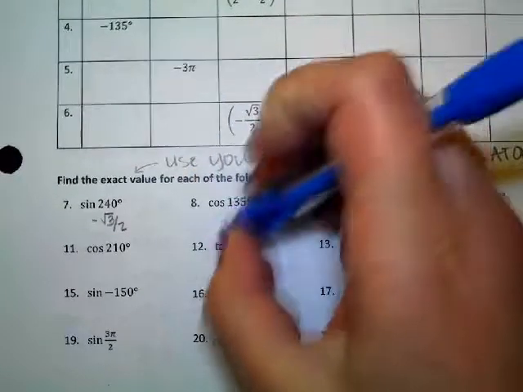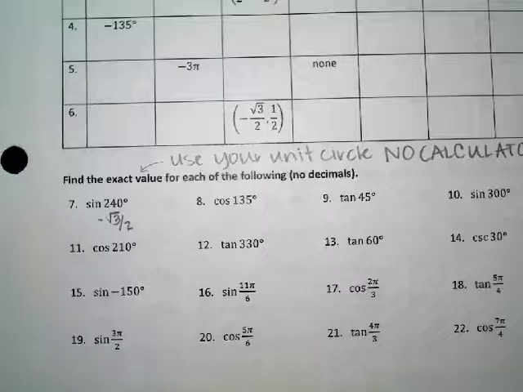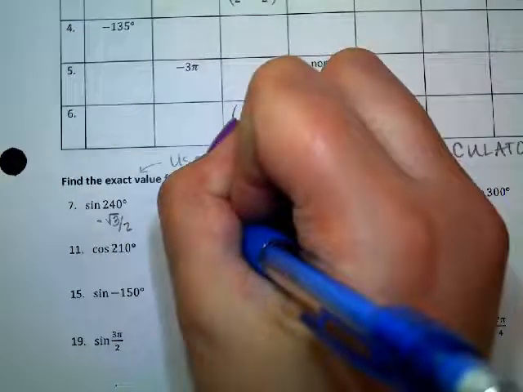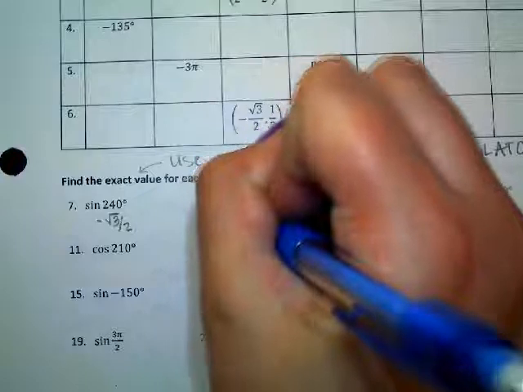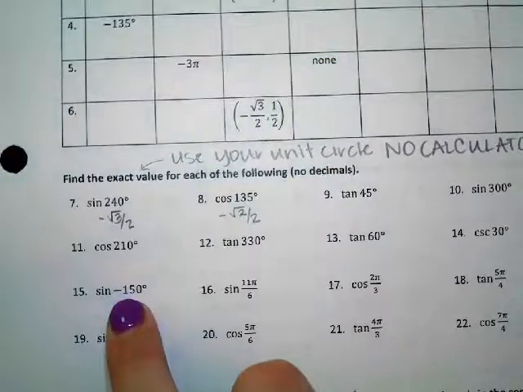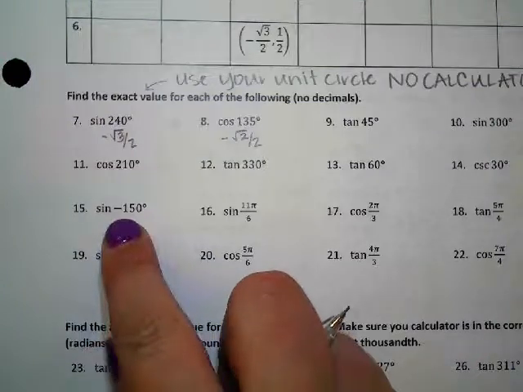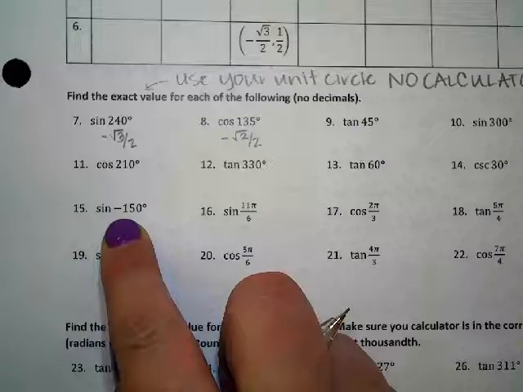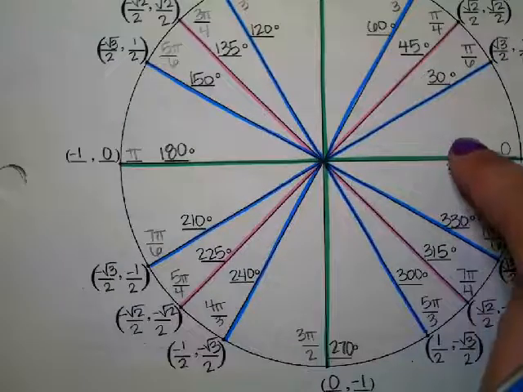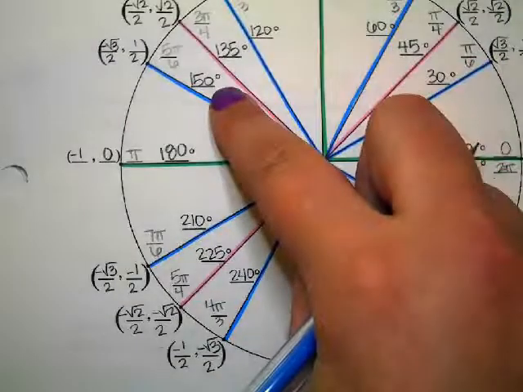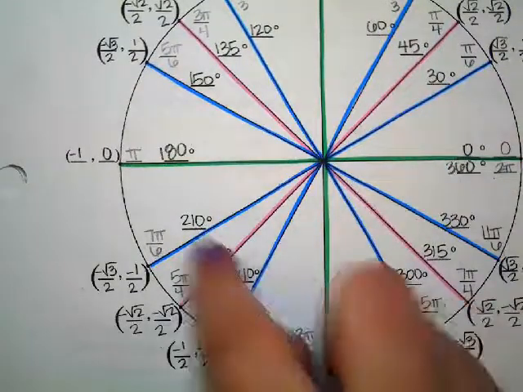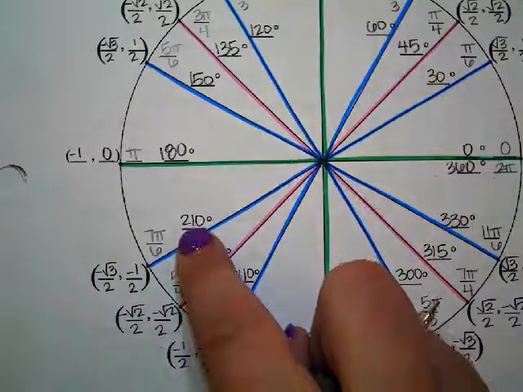Look at number 15. We have a negative angle there. So negative 150, that's the same as what? 210, yeah. If you measure it positively, positive 150 is right here. So negative 150 would be right here, so it's 210. Okay, so if we did sine of negative 150, that would be sine of positive 210, and so that's negative 1/2.